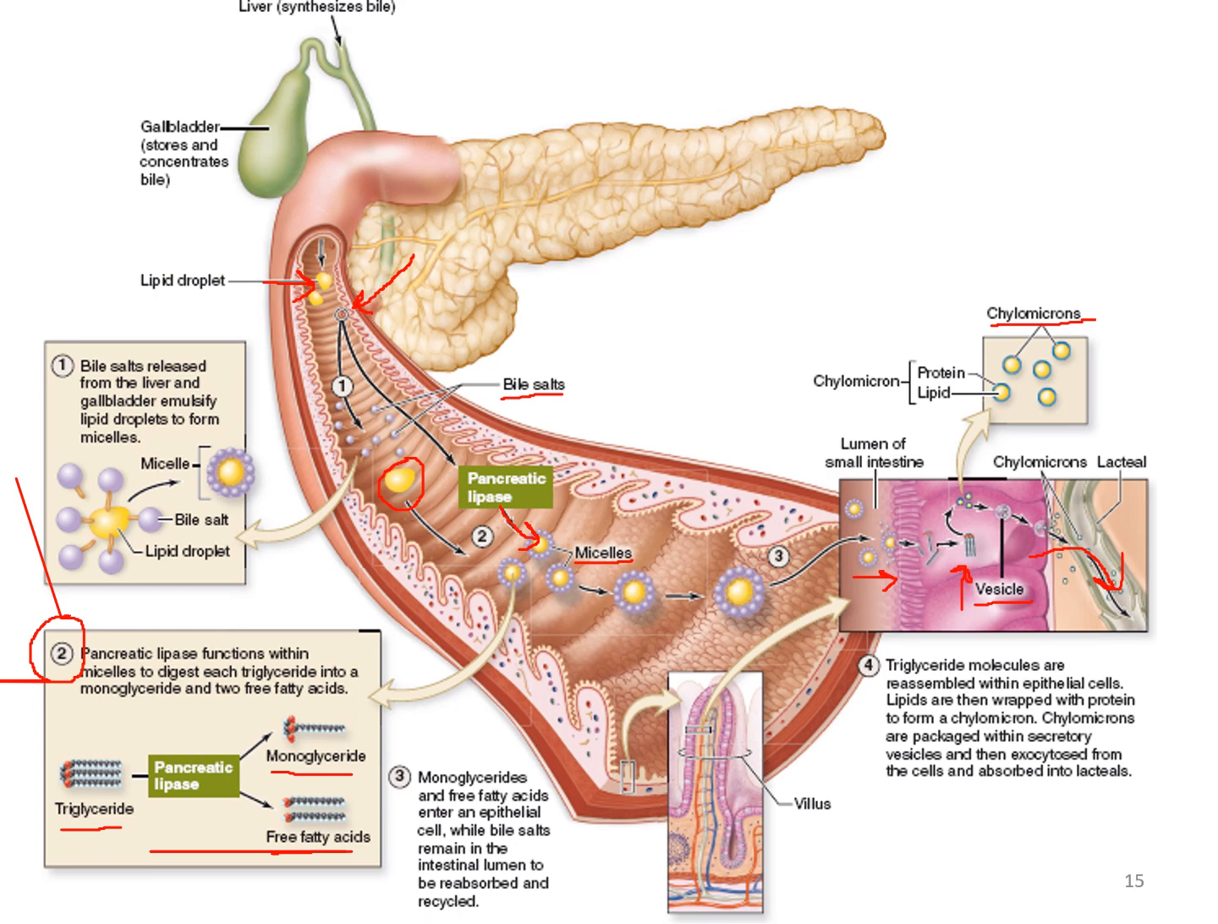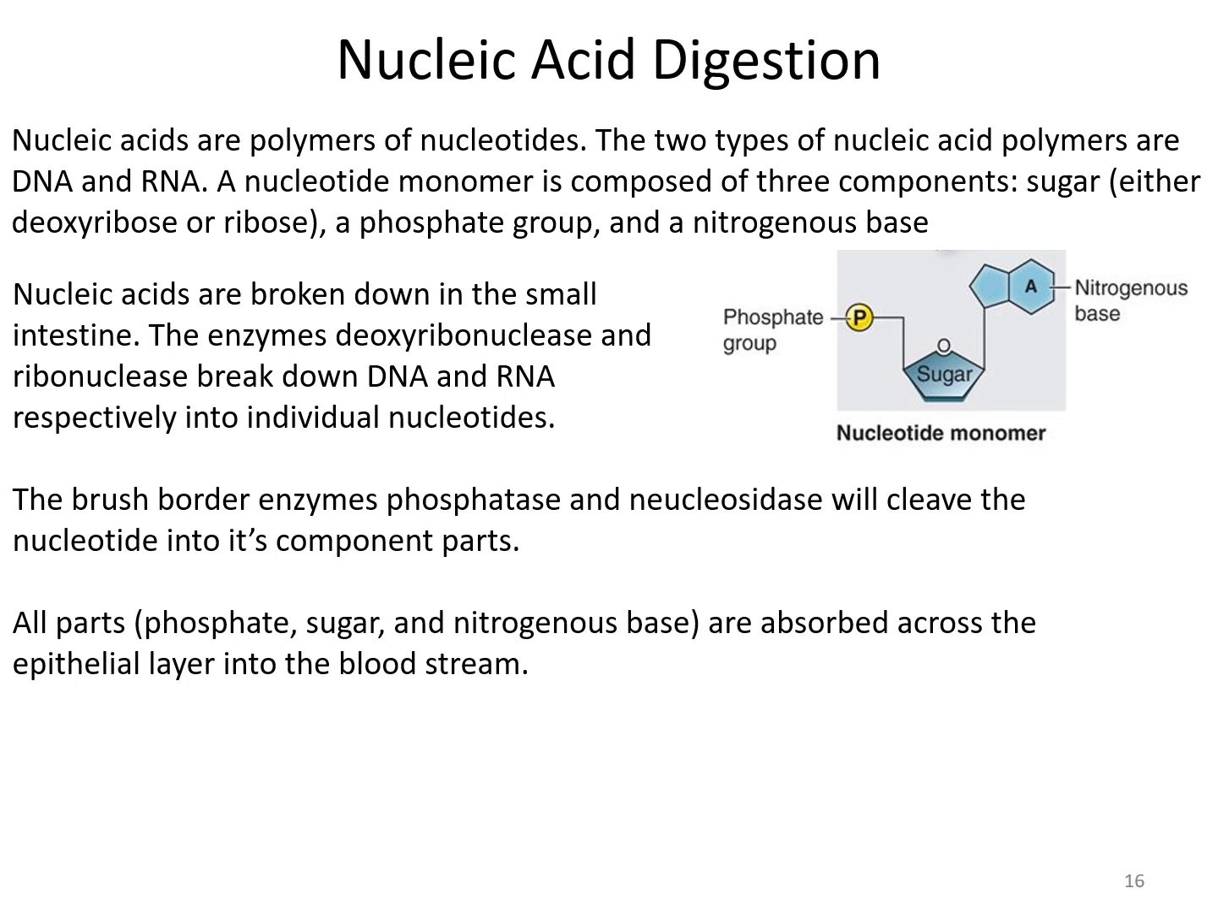For nucleic acid digestion, nucleic acids are polymers or long chains of nucleotides. The two types of nucleic acid polymers are going to be either DNA or RNA. This is going to be in any kind of plant or animal that you eat. A nucleotide monomer is made up of 3 different parts. You've got a sugar, phosphate group, and nitrogenous base.